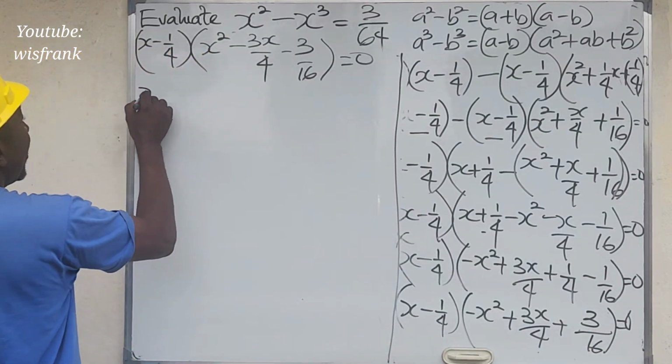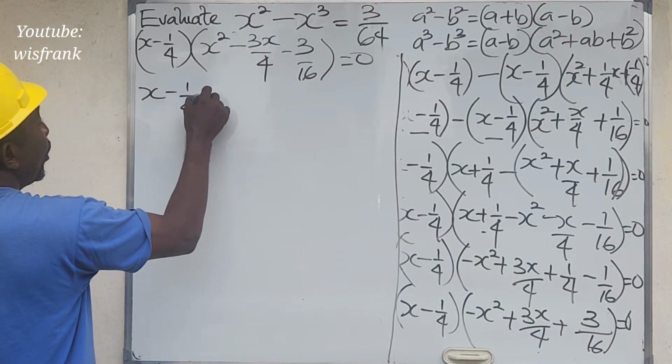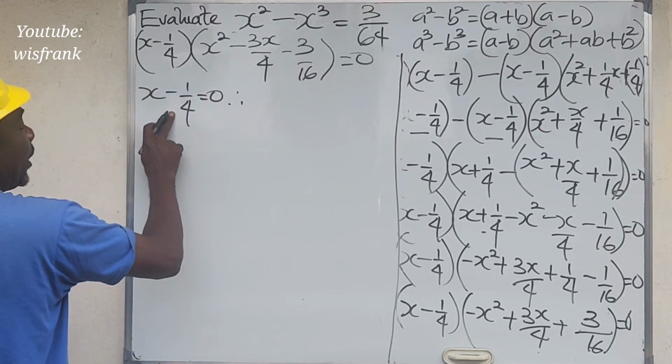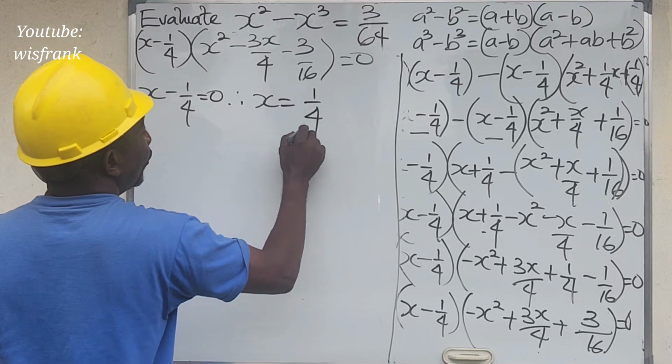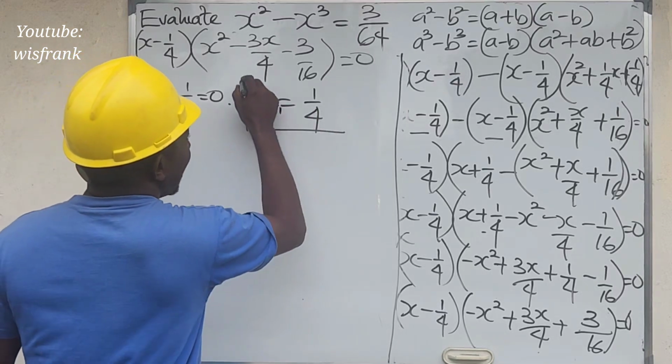So we have here x minus 1 all over 4 equals 0. Therefore, when this transposes to the other side, we have x equals 1 all over 4. So this is the first value of x that we have.